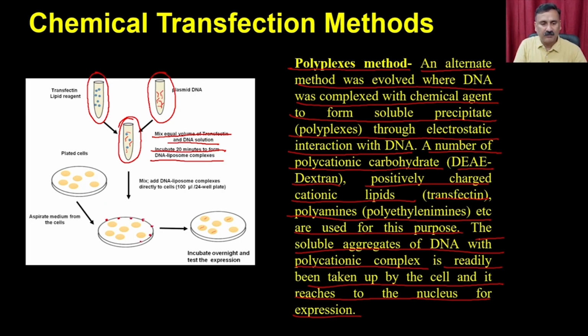So when you add it dropwise, it is eventually going to spread, and since it is a soluble aggregate, it's still going to form aggregates. These are going to be taken up by the cell, and that's how you are going to get the expression in these cells. So the DNA will enter inside the cell, and then the DNA will go to the nucleus for the transcription as well as translation.